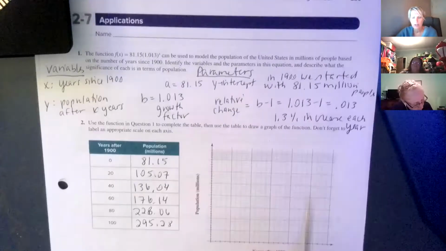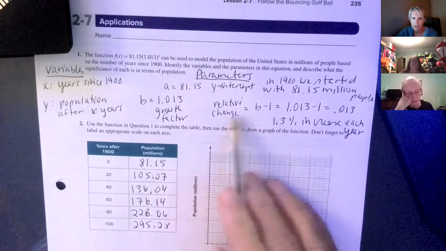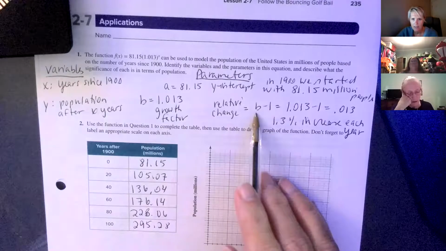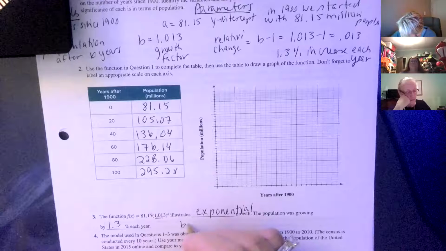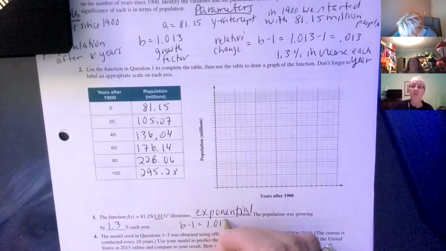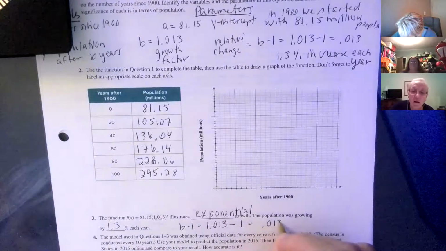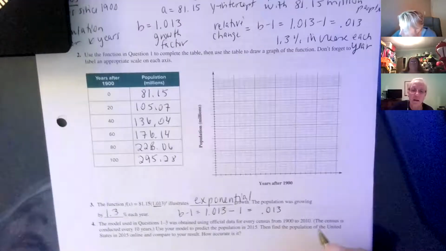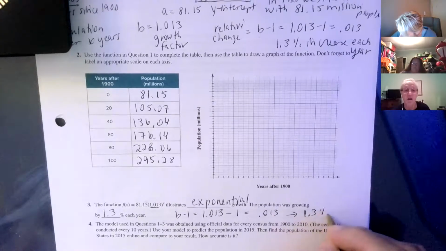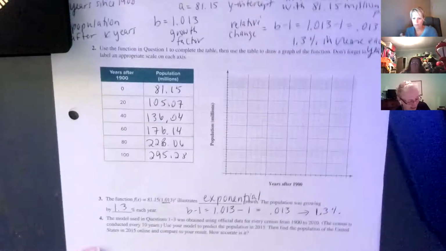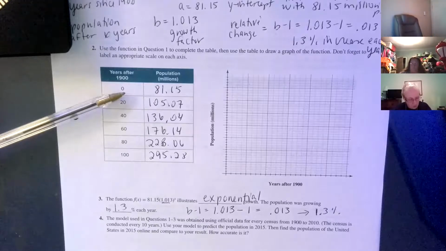Let's go back up here at the top. It says relative change. So your percent increase or decrease is by taking B and subtracting 1. So B is 1.013. Subtracting 1 is 0.013. And then as a percent, it's 1.3%. Gotcha. Okay. Can you leave that so I can write that down? I know you're writing this down, but I want to see it all together so I understand it.